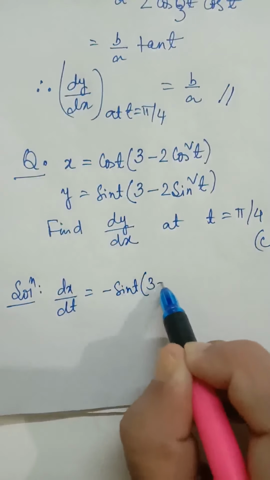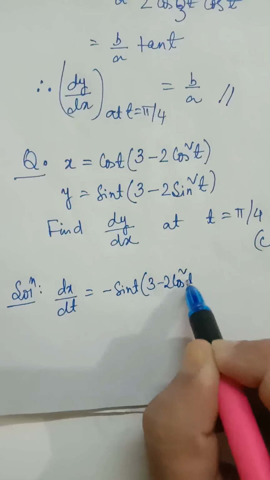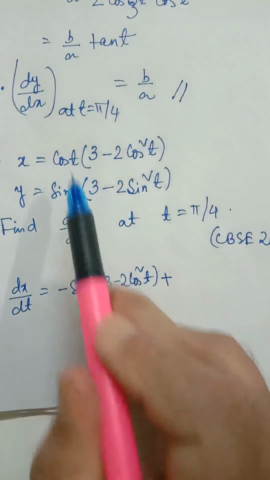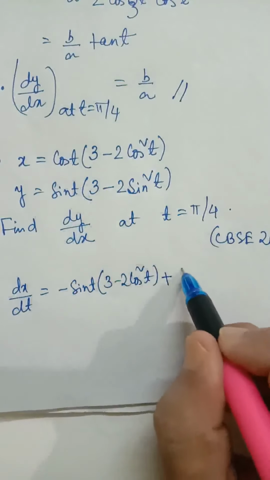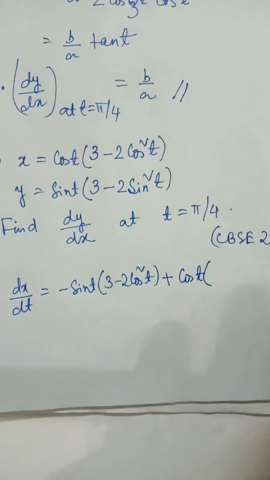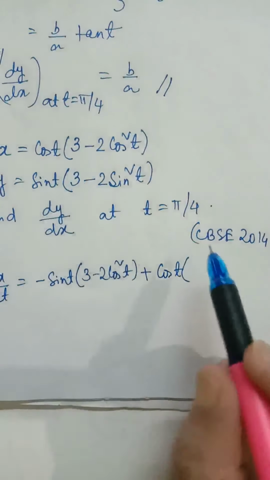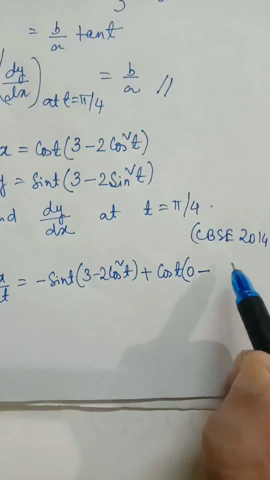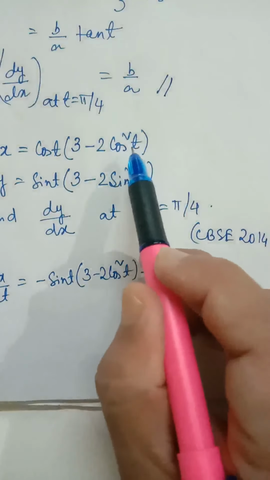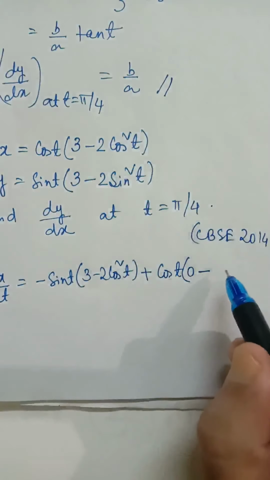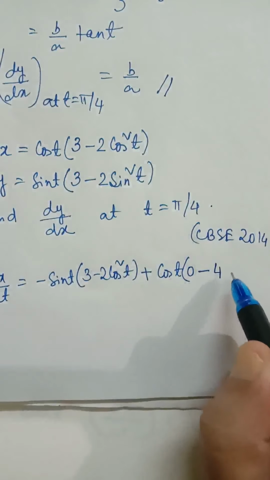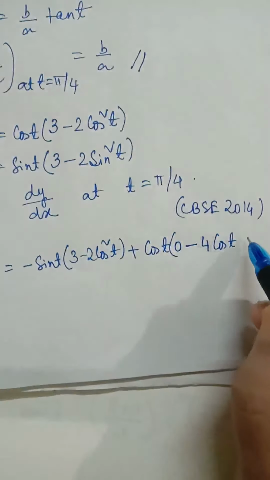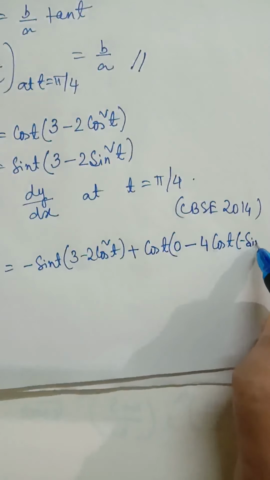3 minus 2 cos square t is unchanged, plus the first function unchanged, cos t, into derivative of the second function. Derivative of 3 is 0, derivative of 2 cos square t: 2 is constant, cos square t means cos t whole square. Derivative will be 2 into 2, it will become 4 cos t into derivative of cos t, it will be minus of sin t.